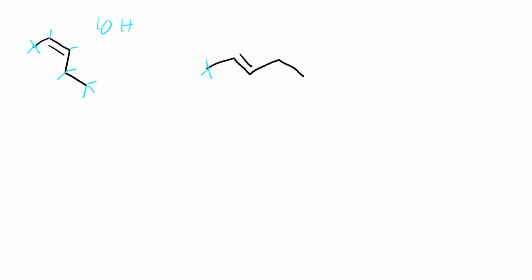Okay, what about this one? This has 1, 2, 3, and 1, 2, 3, 4, and 1, 2, 3, 4. So that's 3, 6, 7, 8, 9, 10. So that's also 10 hydrogens. That means we have the same amount of carbons and the same amount of hydrogens, but these molecules look completely different. So what's the problem here?